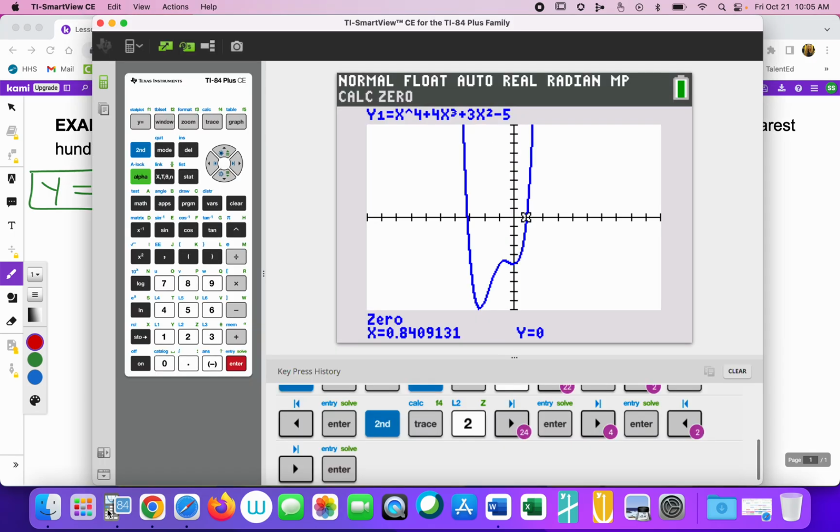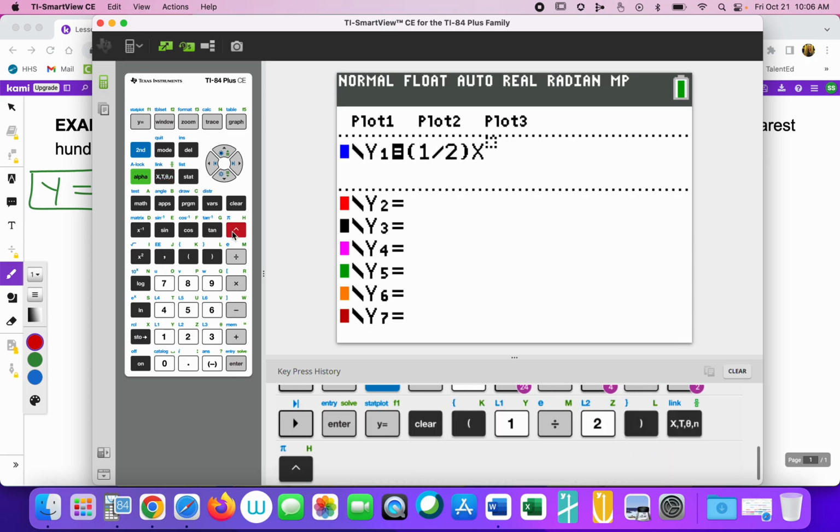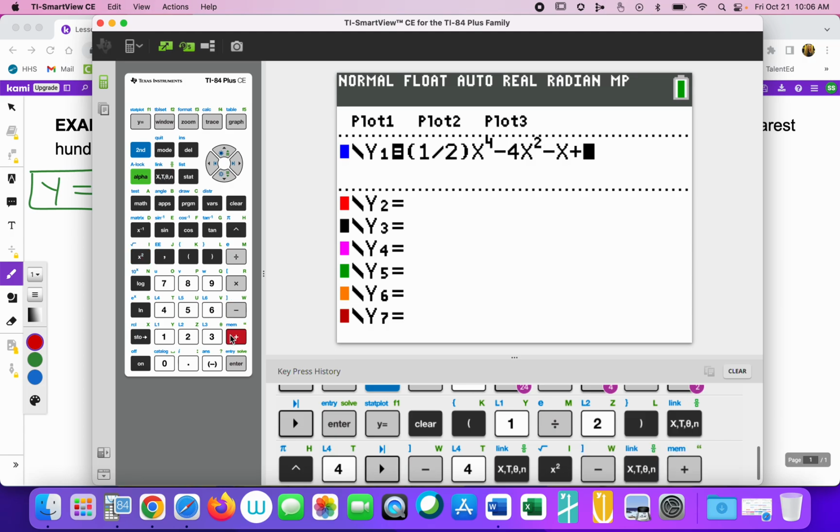I'm going to do the fraction. If you want to do 0.5, that's totally fine. It's the same thing. Go back to y equals and clear out our old equation. Okay. 1 divided by 2, x to the 4th. Again, hit the little caret button above dividing. And if you have the little box, make sure to arrow out of it. Otherwise, anything you type in is going to keep it in the exponent, which is going to make it look not great. Minus 4x squared minus x plus 1.